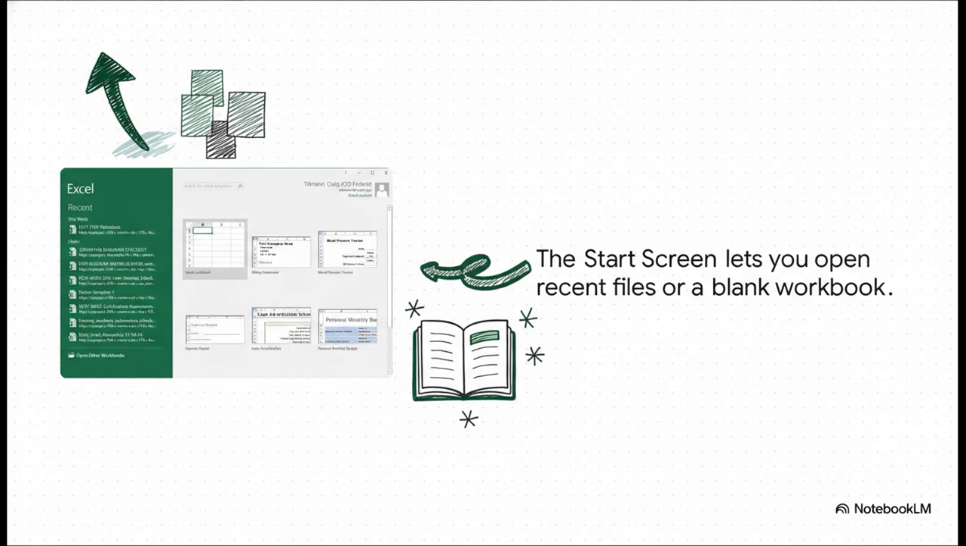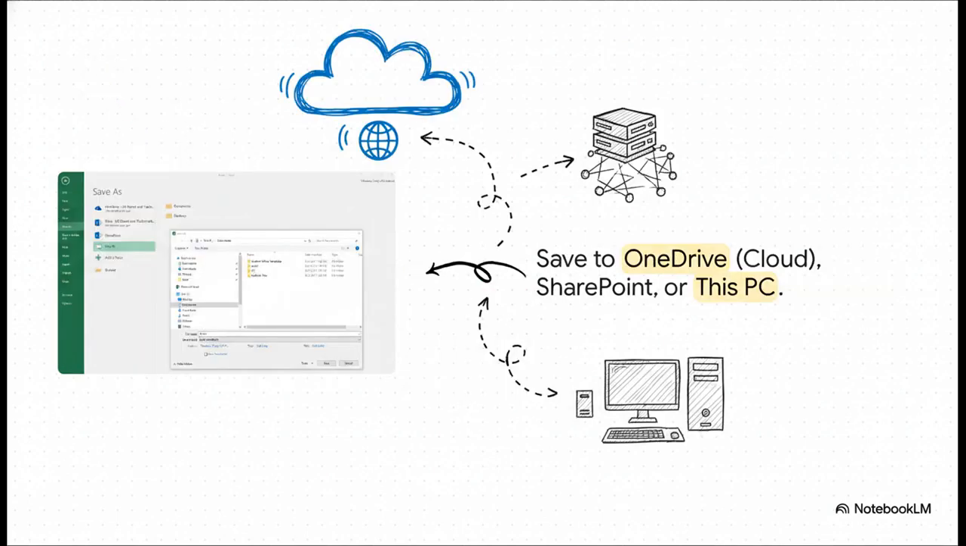This is basically your command center. Over on the left, you can jump right back into any recent files you were working on, and on the right, you can start fresh with a blank workbook or even get a head start with a template. Now, a really crucial habit to get into right away is knowing how to save. Excel gives you options here. You can save to OneDrive, which lets you access your file from pretty much any device, or you can save it directly to this PC if you want to keep it local. It really just depends on your workflow.